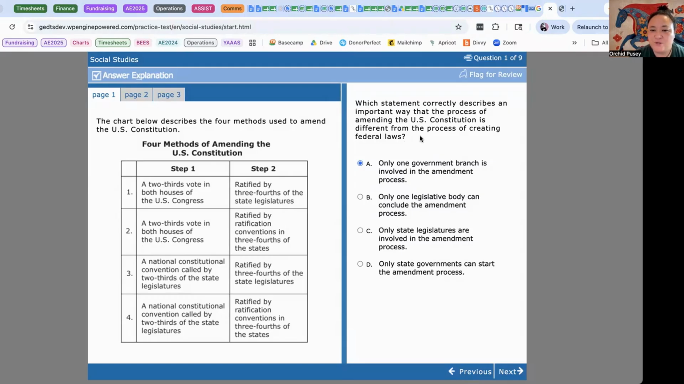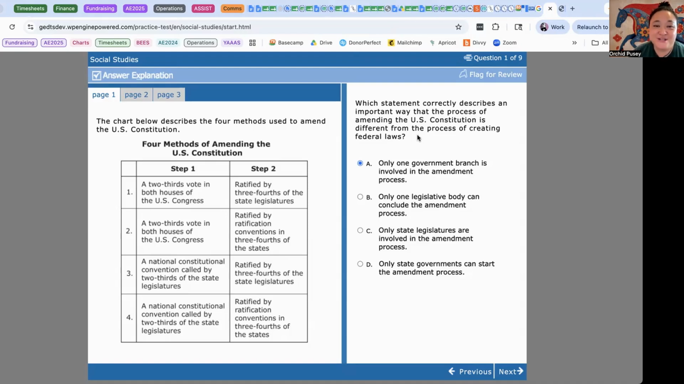So the question says, which statement correctly describes an important way that the process of amending the US Constitution is different from the process of creating federal laws? The process of amending the Constitution, we presume, is the bigger process, because the US Constitution is a giant, important document. And that might be a bigger process than creating a new federal law, for example. All right, that's what we're looking at.